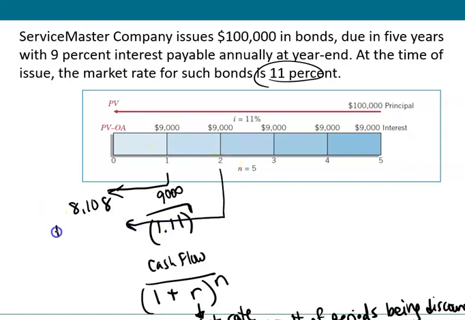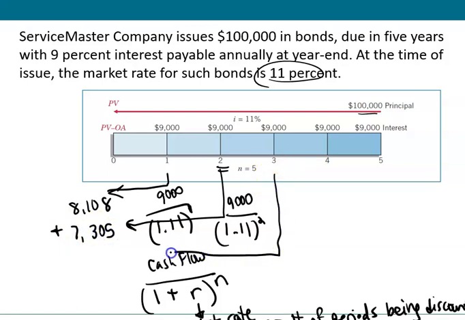To find our total present value, we need to add in the present value of all of these interest payments plus the present value of this principal payment at the end of the 5 years. What is the value of the second interest payment of 9,000? Well, 9,000 divided by 1 plus the interest rate, 1.11, to the exponent of 2 because we are discounting back 2 years. So 9,000 divided by 1.11 squared gets us a present value, the value today, of 7,305. Let's do the same thing for that third cash flow.